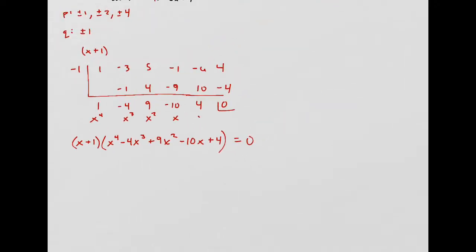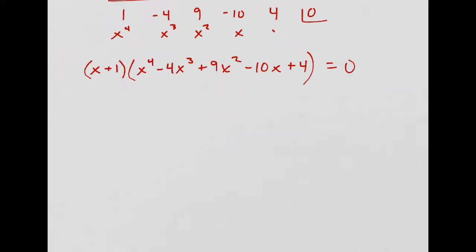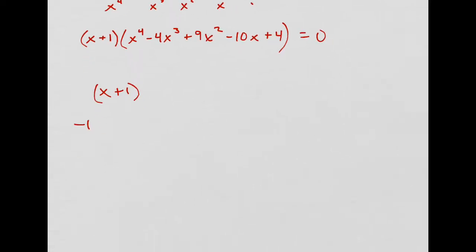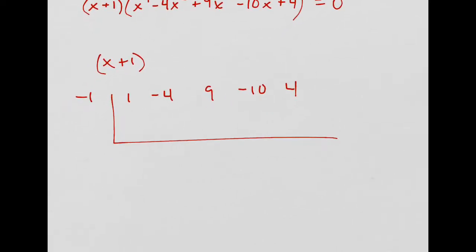Alright, so again, I'm going to check x plus 1. I'm going to check it again. So that means I start with that negative 1, and now I'm using new coefficients, the coefficients of that polynomial. I'm just going to keep reducing down until I get something that I can manage. So that would be 1, negative 4, 9, negative 10, and 4. I don't need any placeholders.